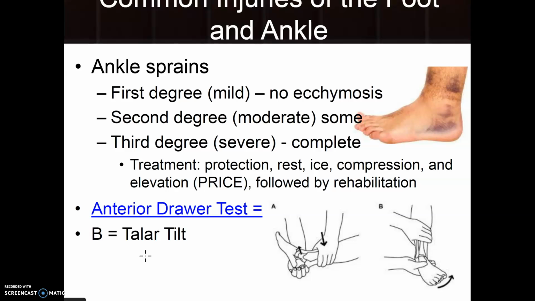Treatment for ankle sprains, we use PRICE: protection, ice, compression, and elevation. So the modalities, thermal agents, ice. The compression portion of it is very important, especially down at this region of the body.